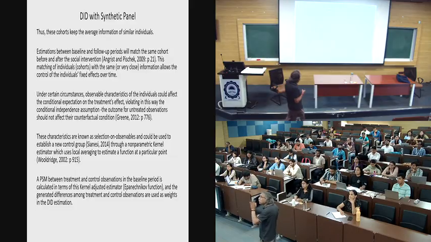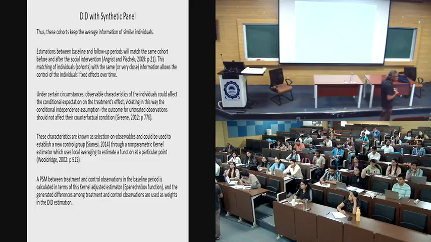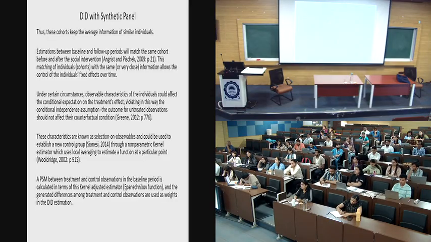So thus, these cohorts keep the average information of similar individuals, right? Similarity here in my example is in terms of age. You can do it in terms of other demographic characteristics, okay?